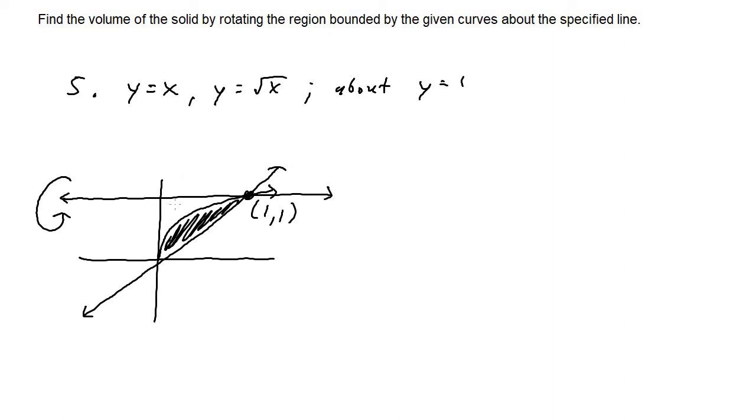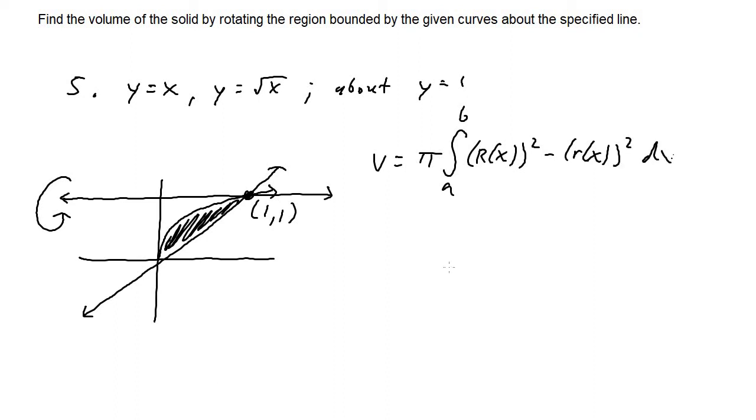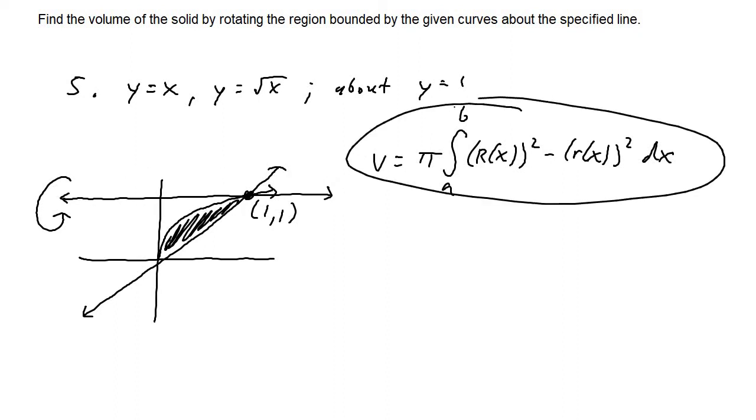Now realize that there is space between the axis of rotation and the region itself, so we have to use the washer method because there's going to be a hole in the solid. So once again, I'm just going to write out the formula for the washer method. Pi times the integral from a to b of the capital R of x, or the outer radius squared, minus little r of x, or the inner radius squared, times dx. Once again, we are rotating around a horizontal axis, so we have to put everything in terms of x.